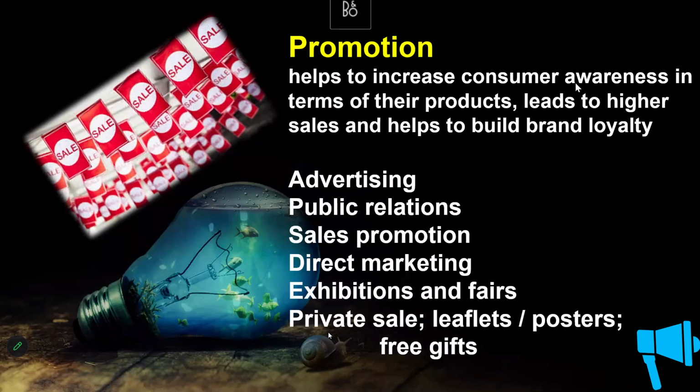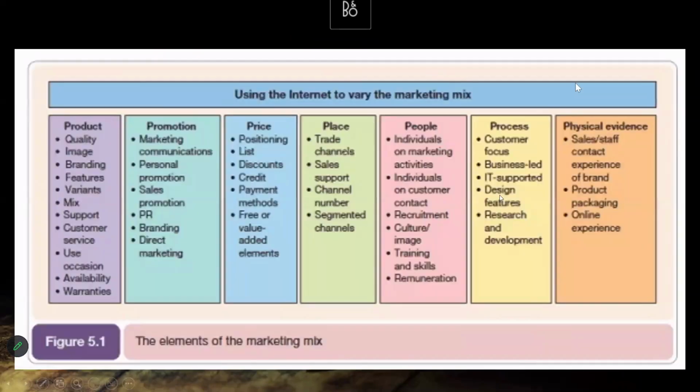Yes, thank you for the answer. People, process, physical evidence. Yes. So people, process, physical evidence. You don't need to study what comes under people, what comes under process, under physical evidence. No need to study that, but you should know the seven P's: product, promotion, price, place, people, process, physical evidence. That knowledge you should have.